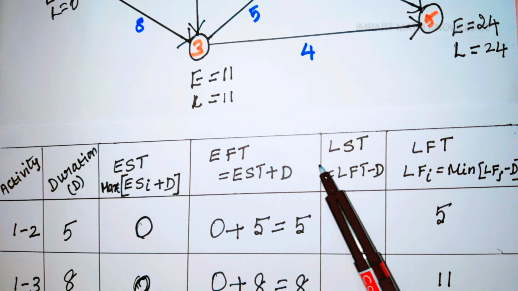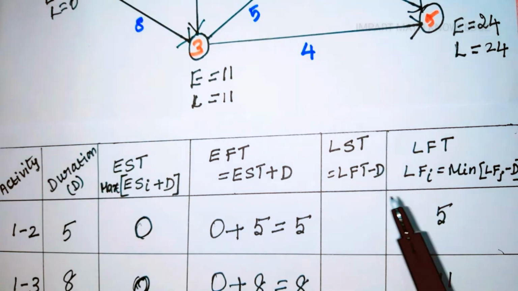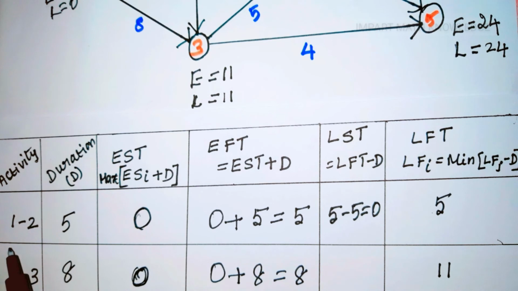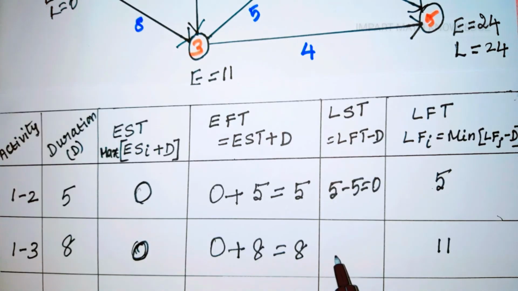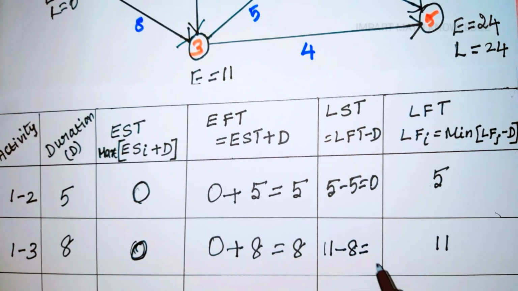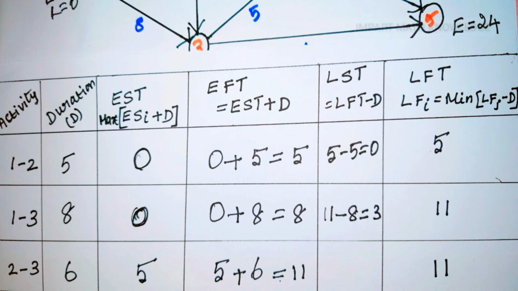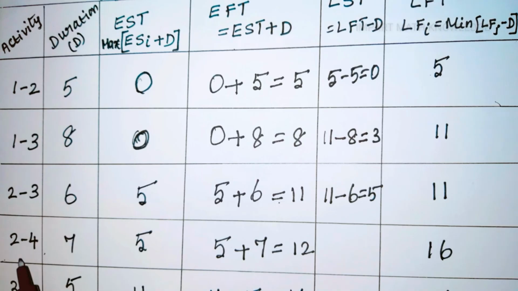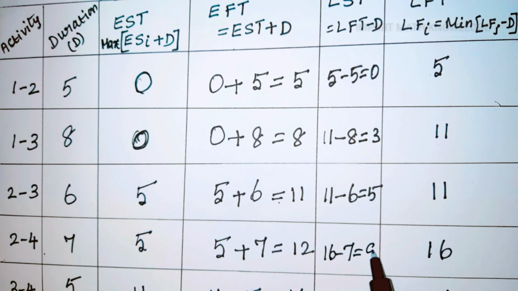Next one, LST. LST is nothing but LFT minus duration for that particular activity. For the activity 1 to 2, LFT is 5, duration is 5, so 5 minus 5 is equal to 0. For the activity 1 to 3, LFT is 11, duration is 8, 11 minus 8 is equal to 3. For activity 2 to 3, LFT is 11, duration is 6, so 11 minus 6 is equal to 5. Next, for the activity 2 to 4, LFT is 16, duration is 7, 16 minus 7 is equal to 9.